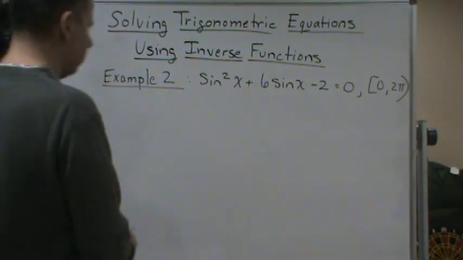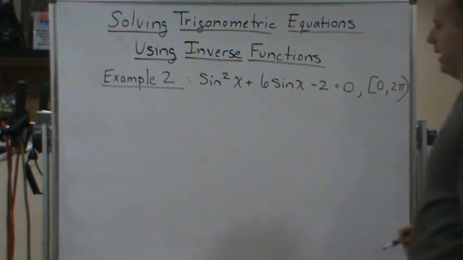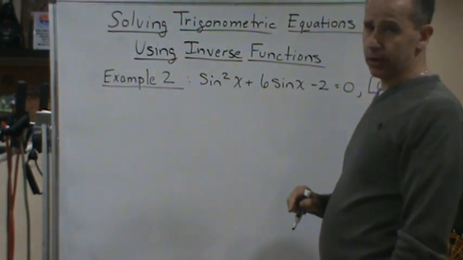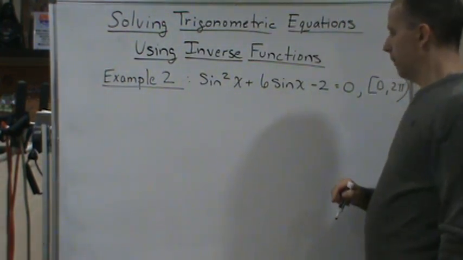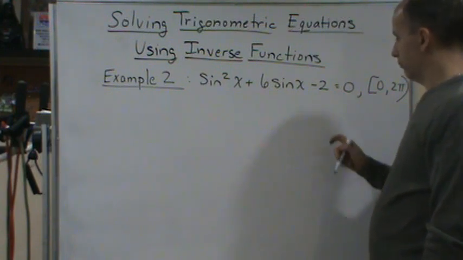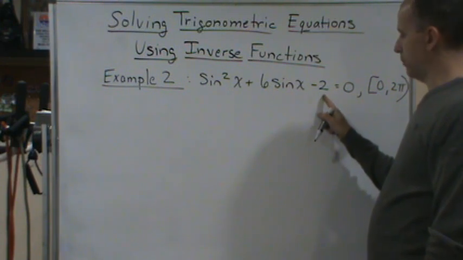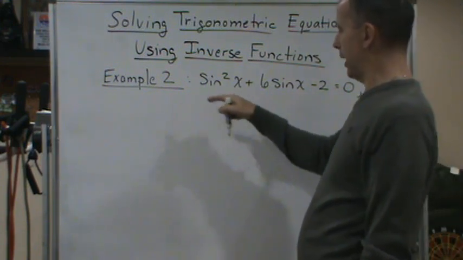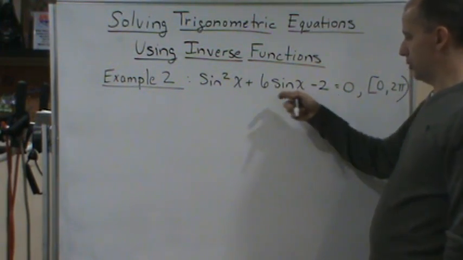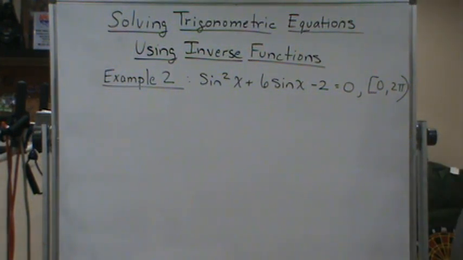Okay, now, what if we have something like this? So we have this quadratic trigonometric function in quadratic form, but this is not factorable. Negative 2 is a prime number, so 2 is a prime number. We've got two primes, so there's no way we are going to get factors of 2 that add up to 6. So this is not factorable.